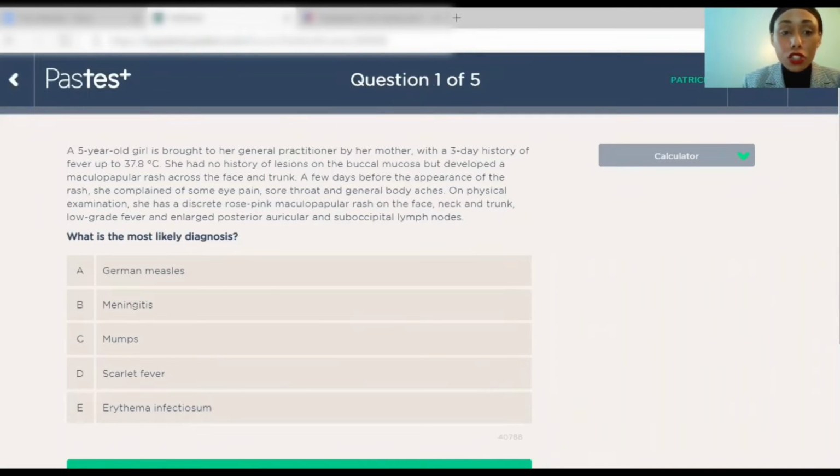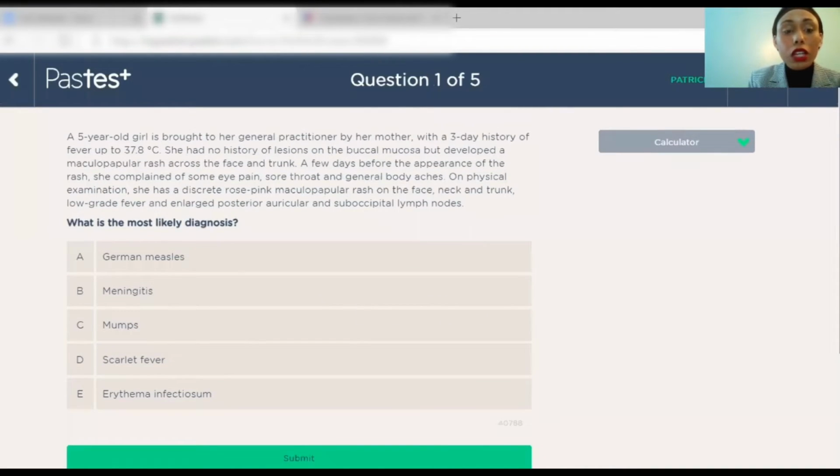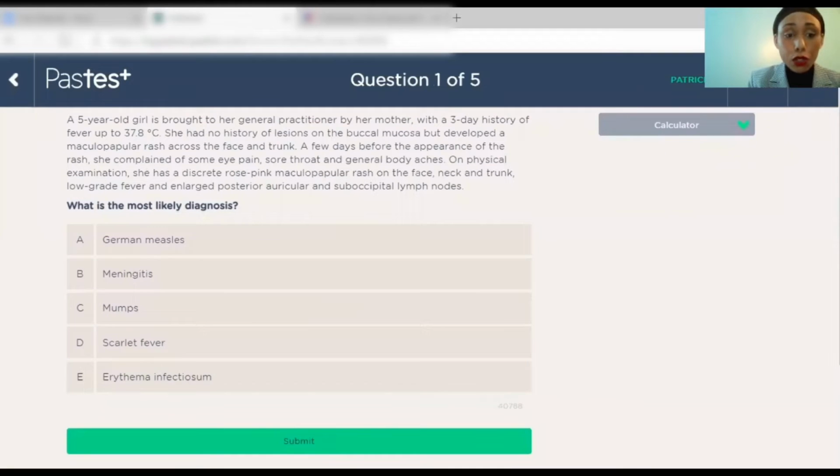On physical examination, she has a discrete rose pink maculopapular rash on the face, neck, and trunk, a low-grade fever, and enlarged posterior auricular and suboccipital lymph nodes. So there's a lot in that question. And again, they are hinting very heavily here to rubella.